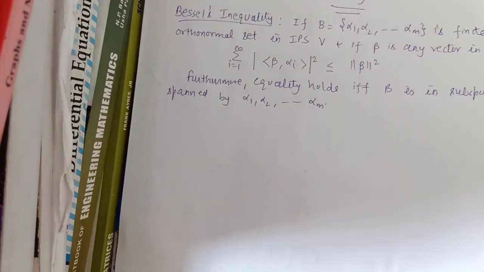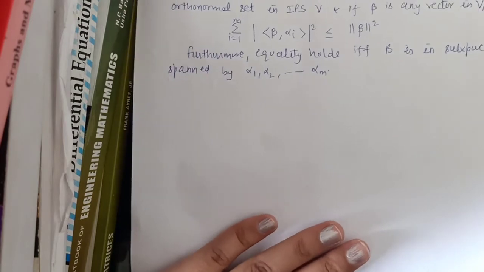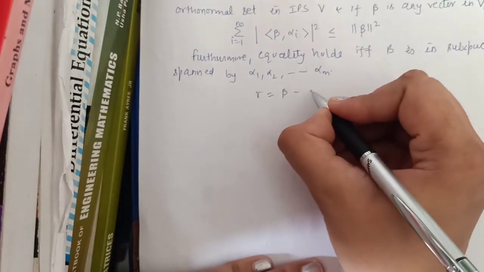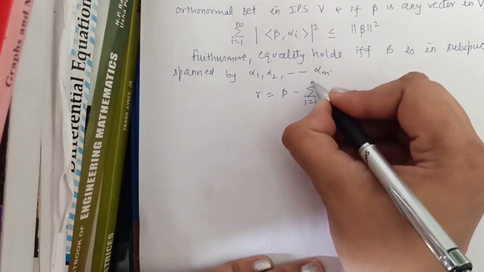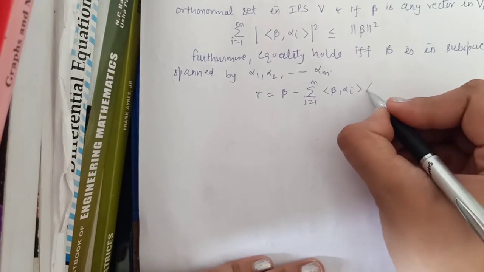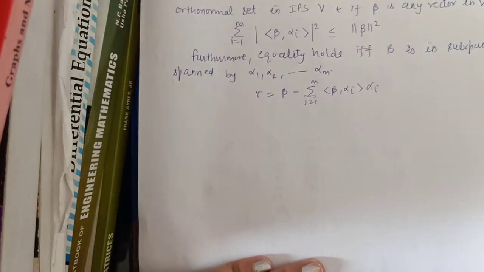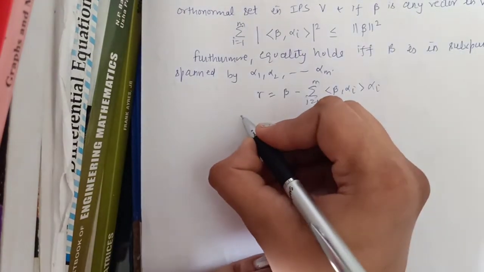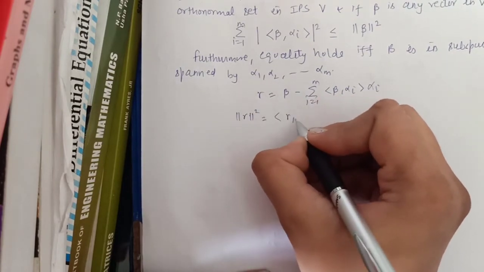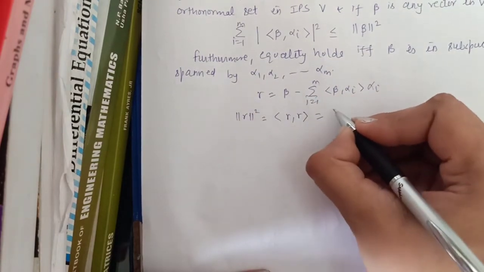So in order to prove this inequality, we will consider a vector gamma, which is beta minus summation i from 1 to m, inner product of beta with alpha i into alpha i. Now let us see what will be norm of gamma square. So this is the inner product of gamma with itself.